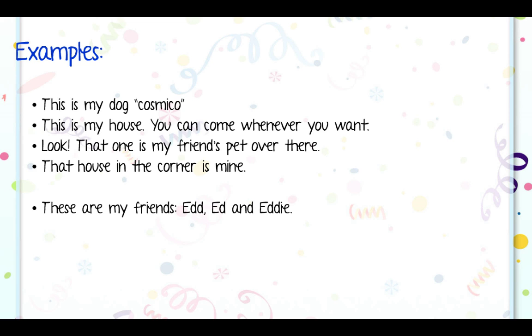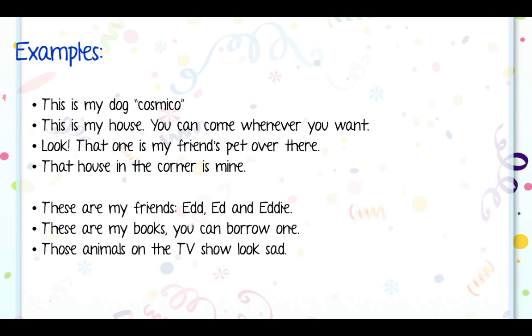These are my friends, Ed, and Eddie. Estos son mis amigos. These. ¿Ya? Uno se pronuncia this, así como this. Y el otro es these, con una sonrisa bien grande. These. These are my books. You can borrow one.